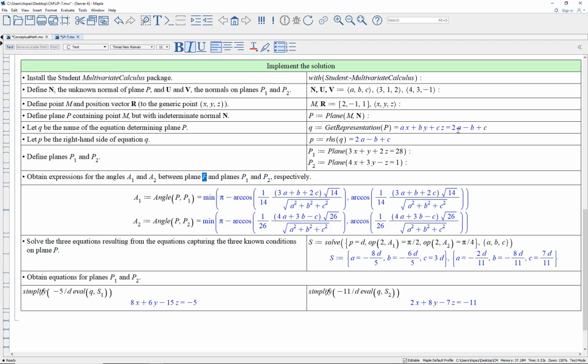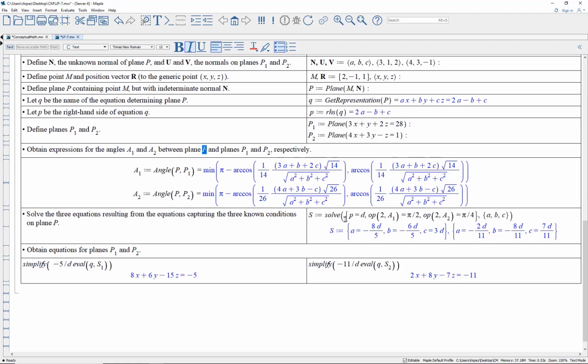But it turned out that I didn't want to drag along the X, Y, and Z. All I really needed was this right-hand side, which I grabbed here and called little p. This contains the information normal and point M. So then we need plane P1 and plane P2. What is the angle between the unknown plane and plane P1? And what is the angle between the unknown plane and plane P2? Well, these expressions give that angle in terms of A, B, and C. And the reason why there are two of them is because you can measure around one way and you can measure around the other way.